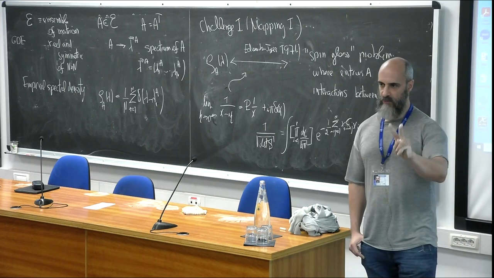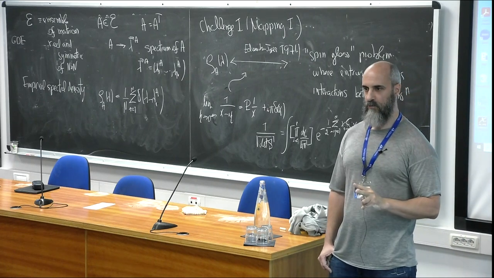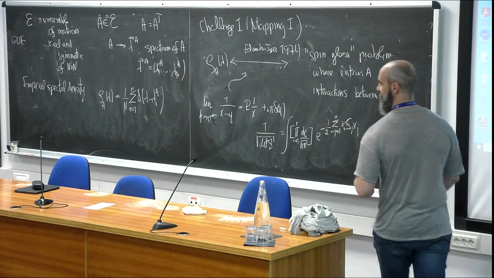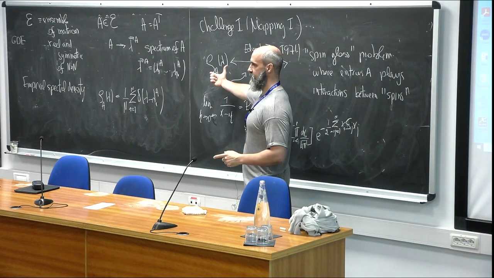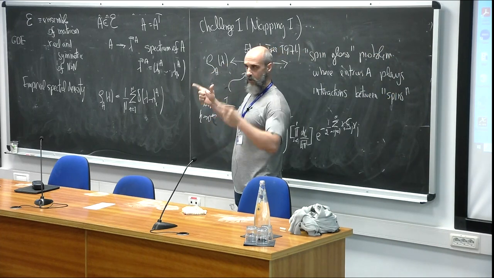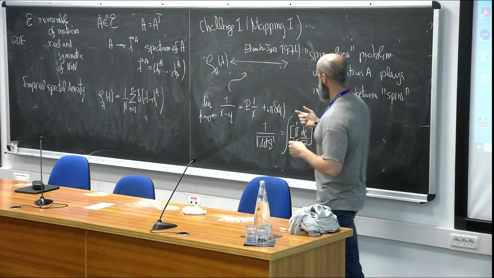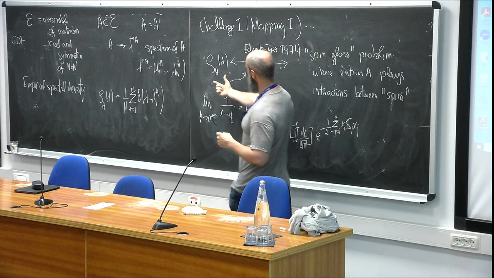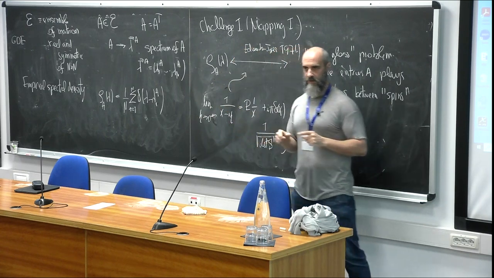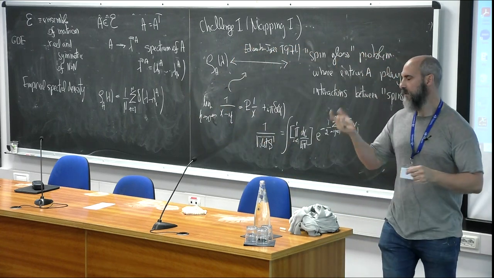Just using these two tricks that I explained, one should be able to express this in terms of some sort of partition function, where the matrix entries play the role of interactions between random variables.